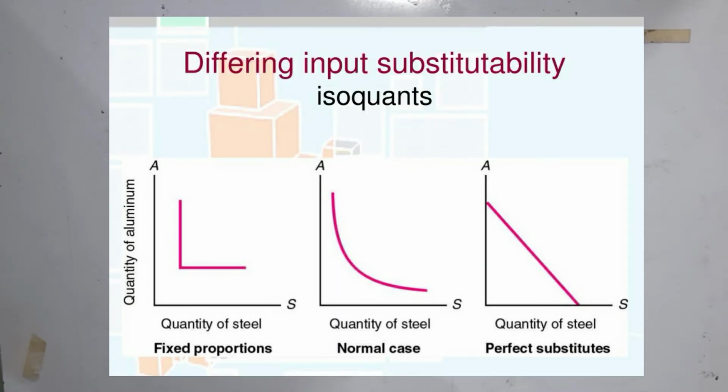But the shape of our isoquant also varies. We have what we call the fixed proportion, the normal case, and the perfect substitute. In some cases, inputs must be used in fixed proportion and no substitution is possible, so the isoquant takes the shape of right angles. And at the other extreme, there is perfect substitution, where the inputs can be freely substituted for one another, and we have our isoquant as a straight line. So these two are the extremes.